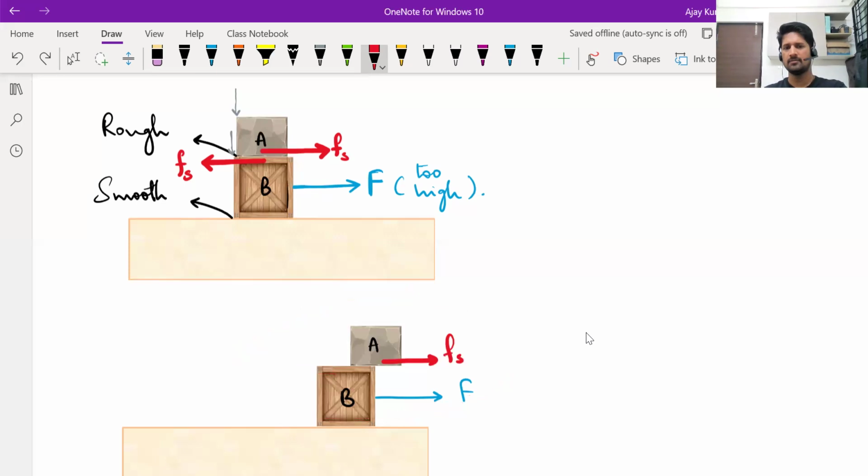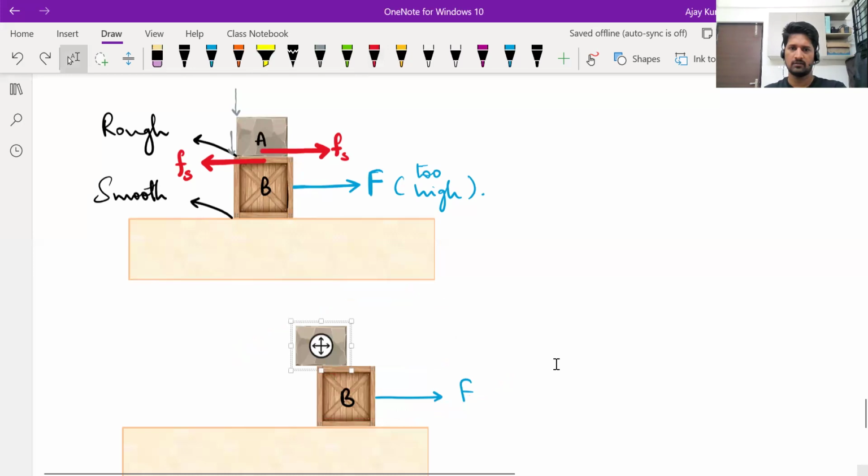Okay, fine. Questions based on this? Like how can we ask questions based on this? They can ask you, when a certain amount of force is applied, what will happen? You will have to decide whether they will slide together or not. They may ask you, what is the maximum force with which you can pull the lower block such that they move together? What happens if we increase the force beyond that? With what accelerations will they go? They can even give you the length of the blocks and ask you when the upper block will fall down from the lower block. Many questions can be asked.